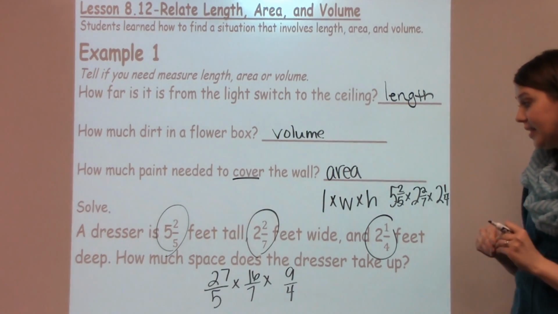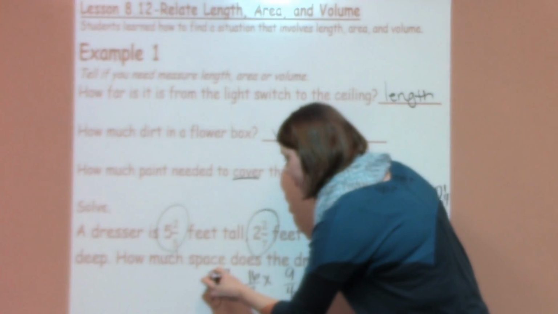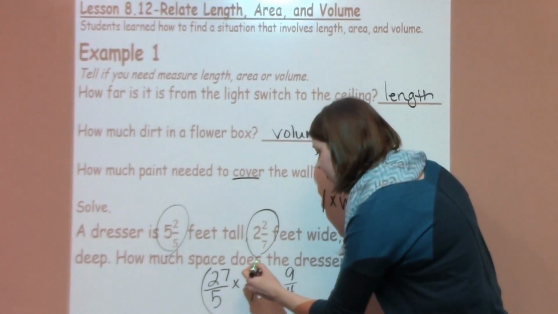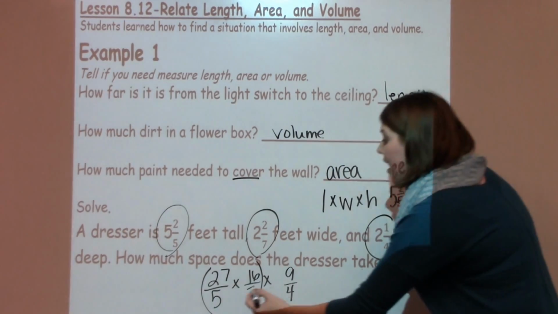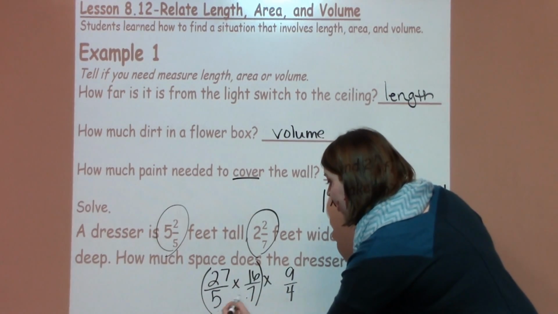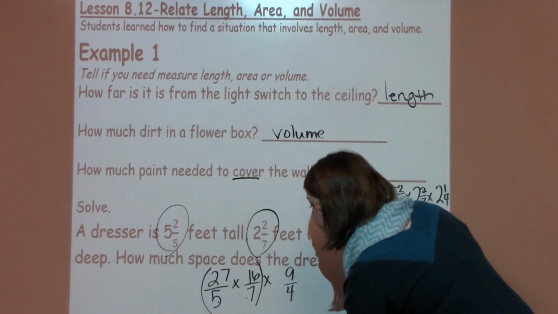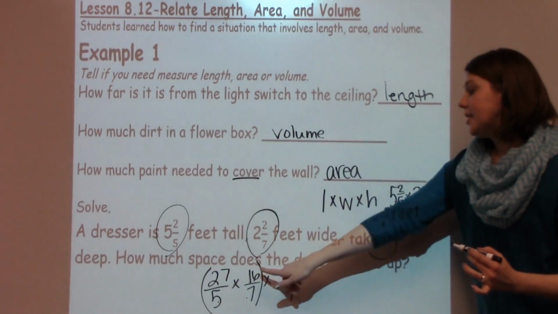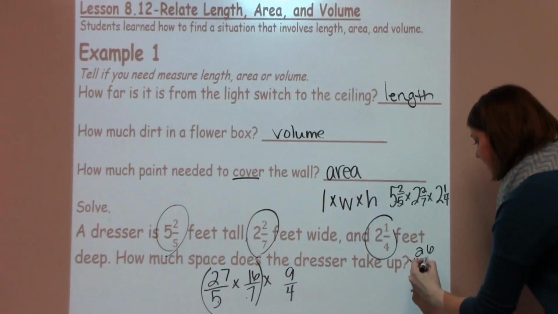I'm going to use some parentheses to indicate what I'm going to multiply. I'm going to go ahead and take these first 2 numbers, my 27 fifths and my 16 sevenths, and multiply those 2 together. I know for the bottom, that's a fact I already know, 5 times 7 is 35, so I'm going to go ahead and write that down. I need to figure out what 27 times 16 is. So 27 times 16.